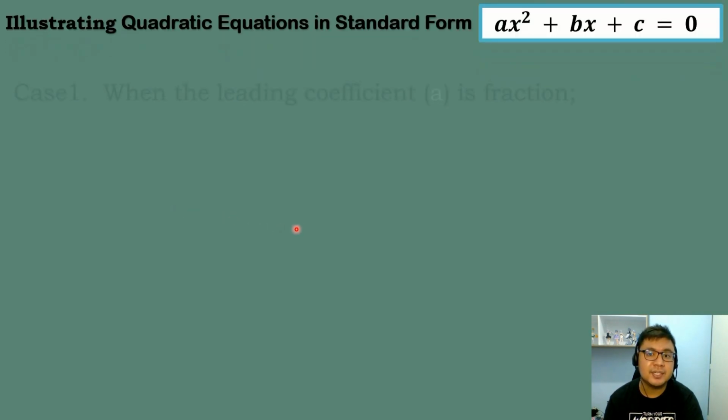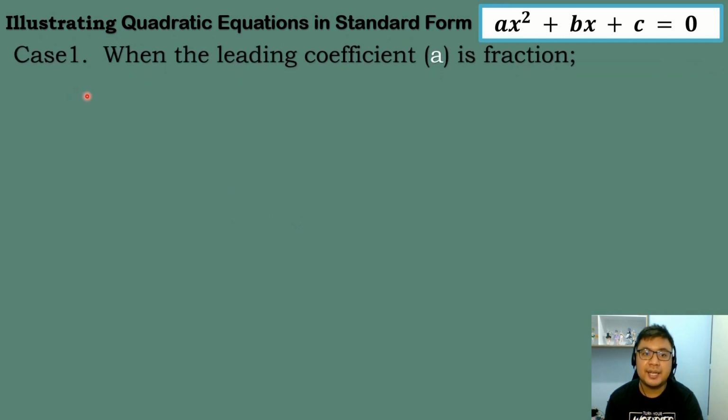Ngayon naman, let's have an example of quadratic equation that is not yet written in standard form. Ang gagawin natin siyang standard form. So let's have this first example. So the first case is when the leading coefficient A is a fraction. 1 over 3 n squared plus 2n is equal to 4. So this is a quadratic equation because it has a degree of 2.